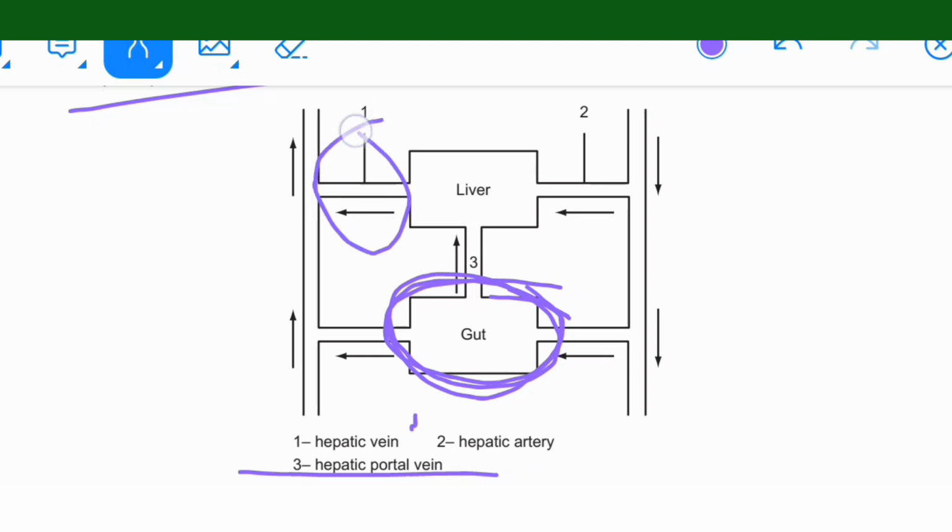That is part 1 here, hepatic vein. And what brings blood into the liver is the hepatic artery. So you can see that nutrients enter into the liver through what is called the hepatic portal vein. It leaves through what is called the hepatic vein, and blood enters the liver through the hepatic artery.